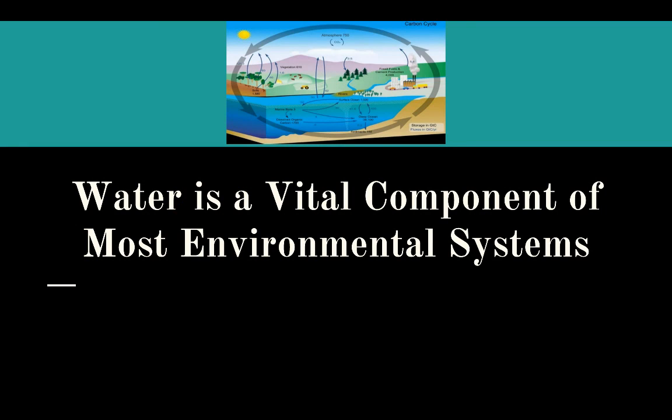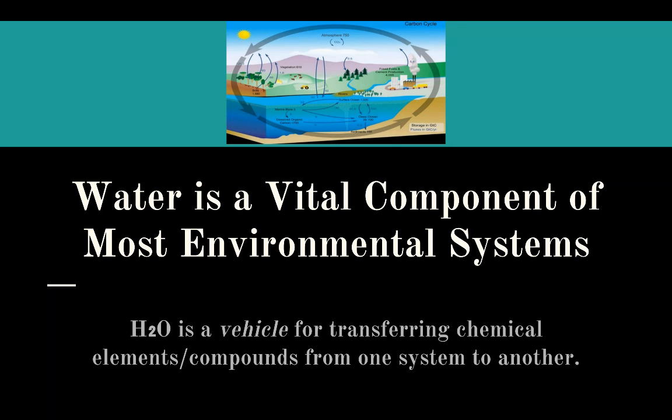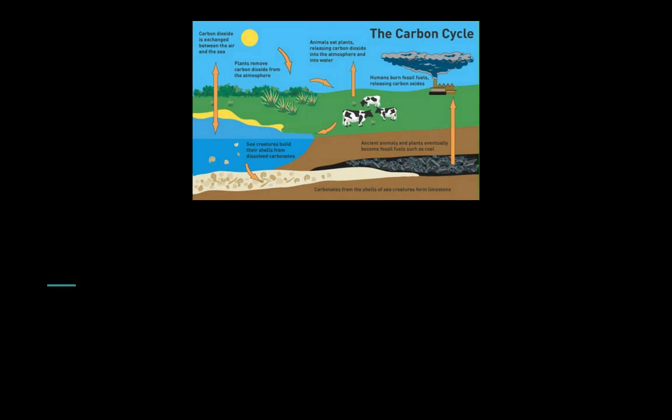We mentioned this in the intro, that water is this vital component. It's very important that environmental scientists understand its properties, because what it does, it's this vehicle. It allows materials to be transferred from one system to another. And we can see it in the carbon cycle, for example. The ocean is a great reservoir for carbon. So from the atmosphere, it's exchanged into the water back and forth.